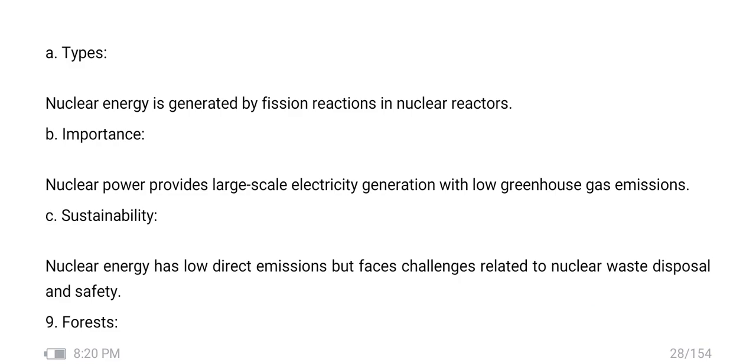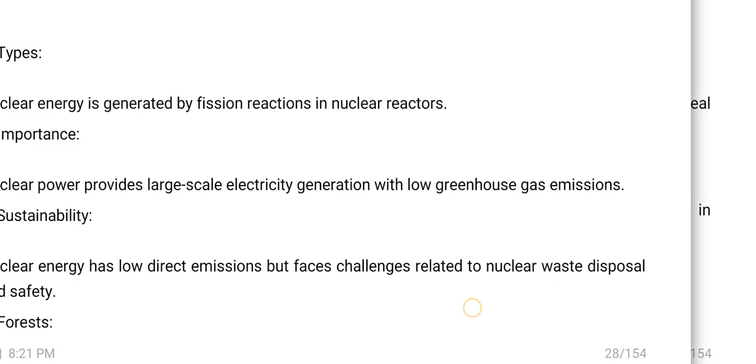Nuclear energy is generated by fission reactions in nuclear reactors. Nuclear power provides large-scale electricity generation with low greenhouse gas emissions. Sustainability: nuclear energy has low direct emissions but faces challenges related to nuclear waste disposal and safety.